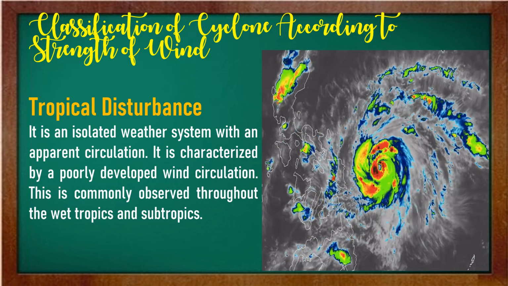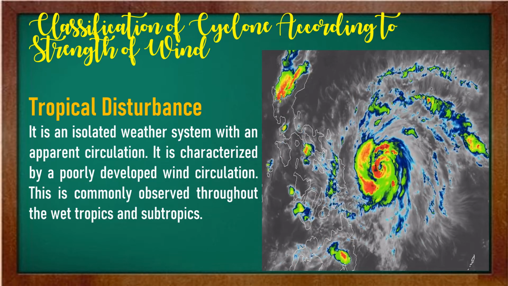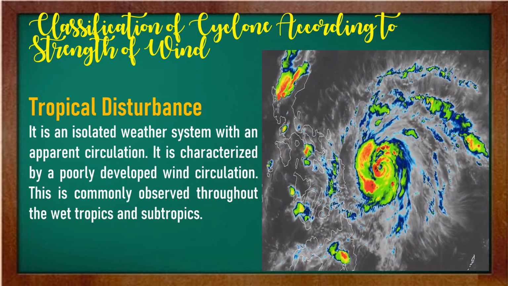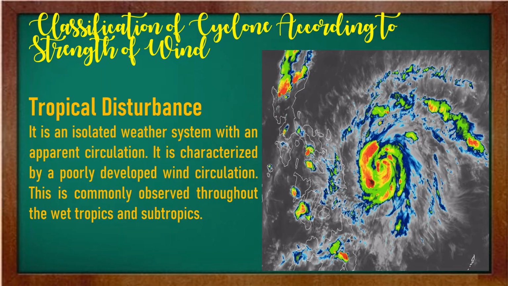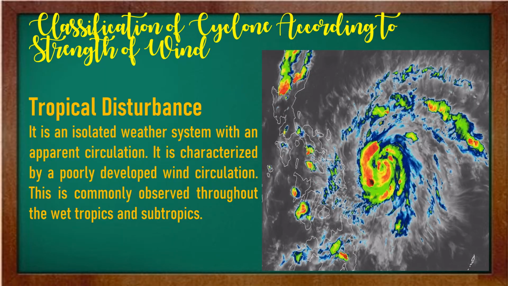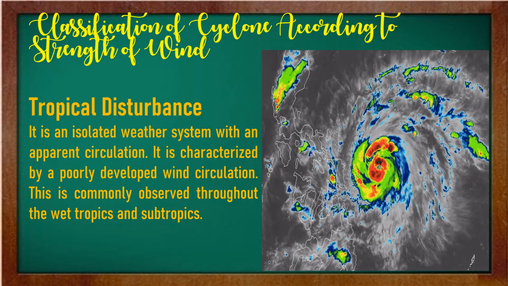There are classifications of cyclones according to the strength of wind. First is the tropical disturbance. It is an isolated weather system with an apparent circulation. It is characterized by a poorly developed wind circulation. This is commonly observed throughout the wet tropics and subtropics.